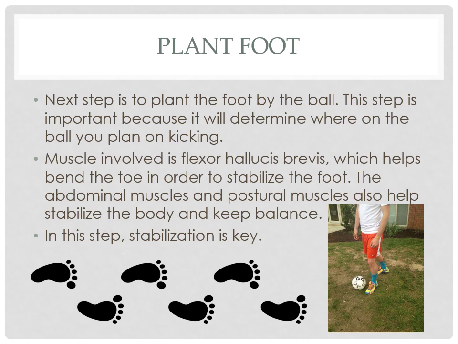Plant foot. Next step is to plant the foot by the ball. This step is important because it will determine where on the ball you plan on kicking. Muscle involved is flexor hallucis brevis, which helps bend the toe in order to stabilize the foot. The abdominal muscles and postural muscles also help stabilize the body and keep balance. In this step, stabilization is key.